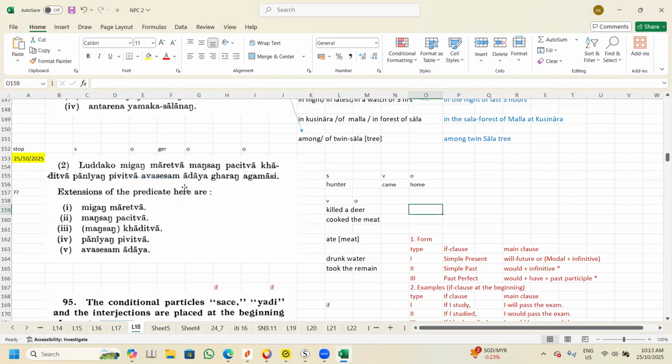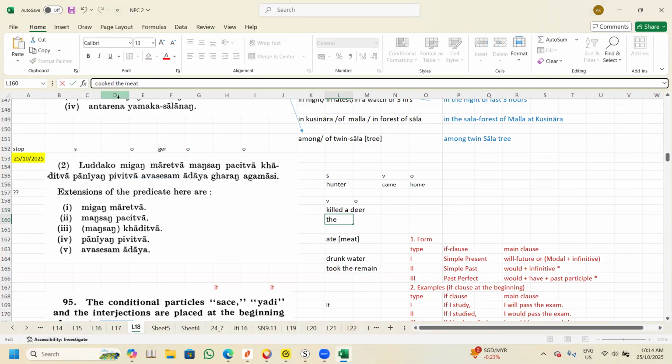When you put the sentences together, you take the front one first, and you insert this one: the hunter killed a deer. The second action is what he does: cook the meat. Then this one, eat. That means cook and eat the meat. These two should join together, so technically you join cook and eat the meat.